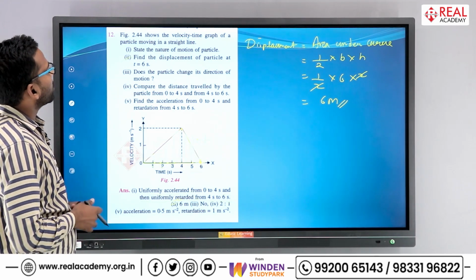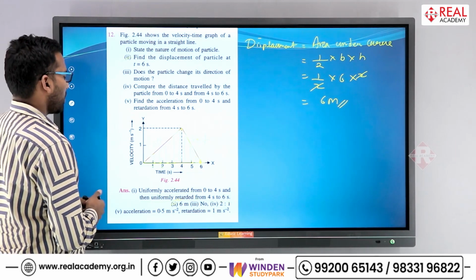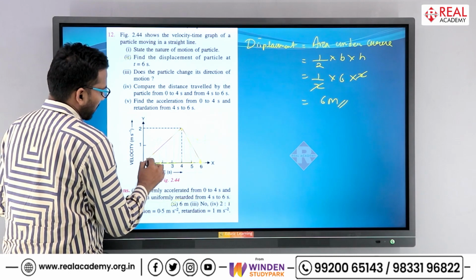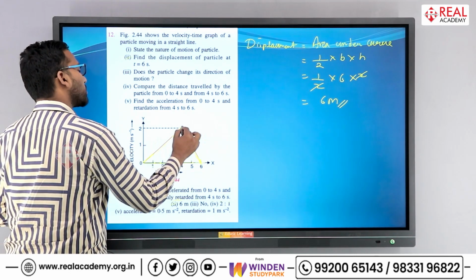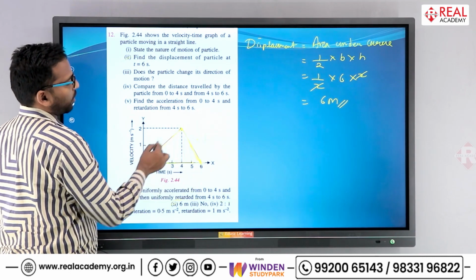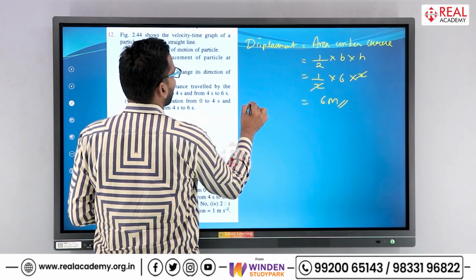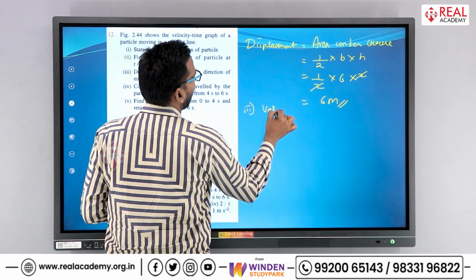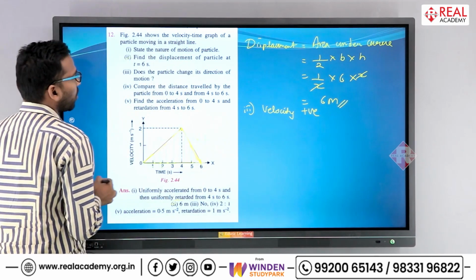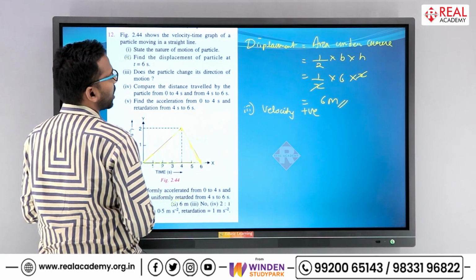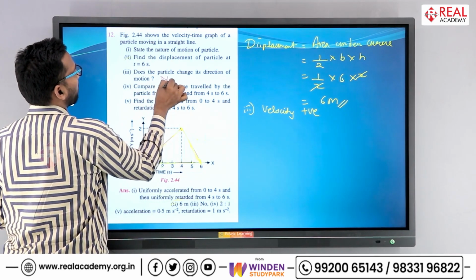Third question: does the particle change its direction? From the given graph, can we say the particle is changing its direction? No. The velocity is positive throughout the entire graph. So the direction is not changing. The answer is no.